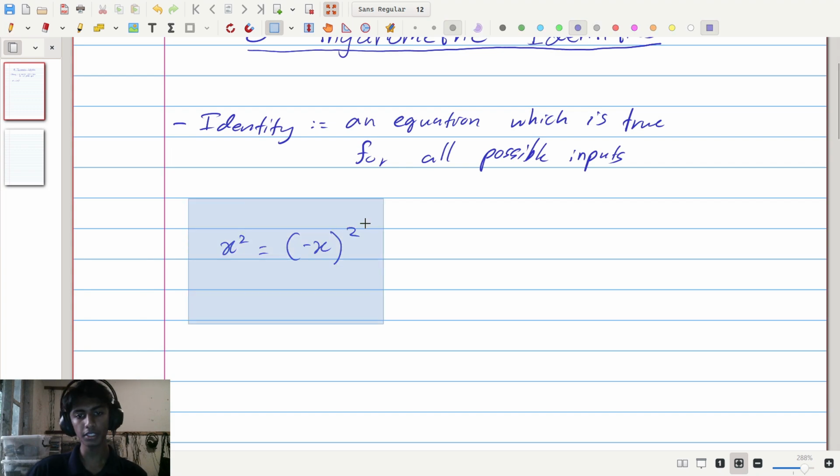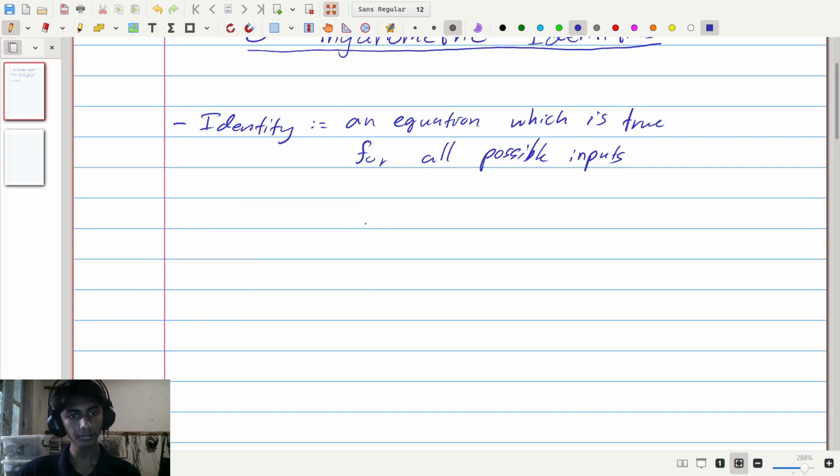Something that's not an identity is something like x squared plus 2x plus 1 is equal to 0. This equation does not work for every possible value of x. For example, try x equals 2. If we try x equals 2, then we get 2 squared plus 2 times 2 plus 1, which is 4 plus 4 plus 1, which is 9. 9 is not equal to 0. This does not work.